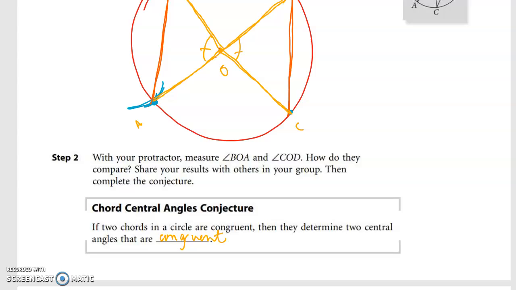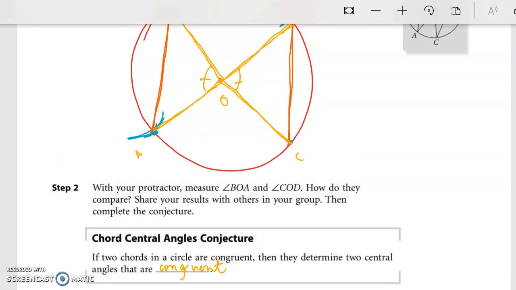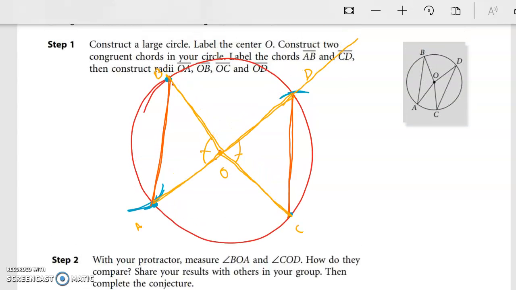I want to walk you through this real quick, so see if this makes sense to you. Remember that the chords were congruent. So this segment is congruent to this segment. Remember that all radii are congruent. So this segment is congruent to this segment, is congruent to this segment, is congruent to this segment. And looking at that, these two triangles, triangle AOB and triangle COD, are congruent by side, side, side.